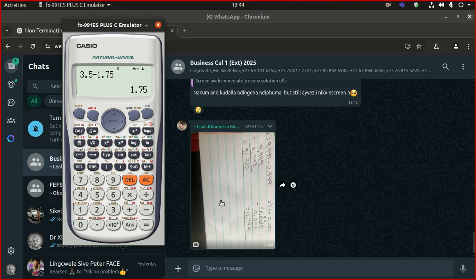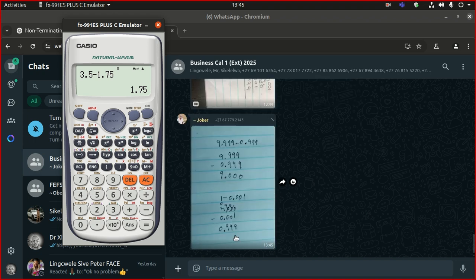Okay, I can see it. Okay, this one is fine. Yeah, if you are not getting this one, then anyone who can post the next problem. This one is sorted. It's fine. Okay, this one is 0.99. Okay, this one is also fine. Let's see someone else.